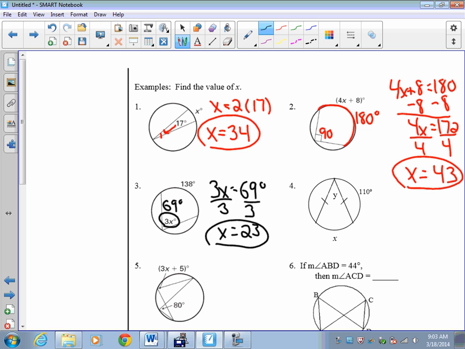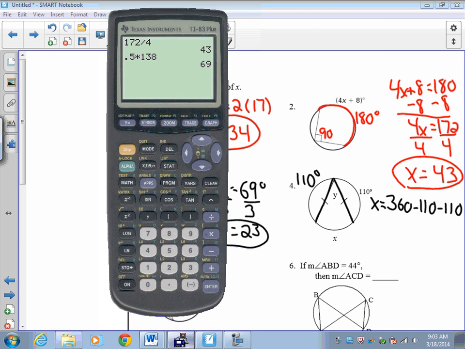Right here for number 4, this one might seem a little trickier. This is an isosceles. Well, it's not exactly an isosceles triangle, but we have two congruent sides. That means this side here needs to be 110. So remember, the arcs need to be congruent. So x is going to be equal to 360 minus 110 minus 110. Sorry about those little errors. So we get 140.